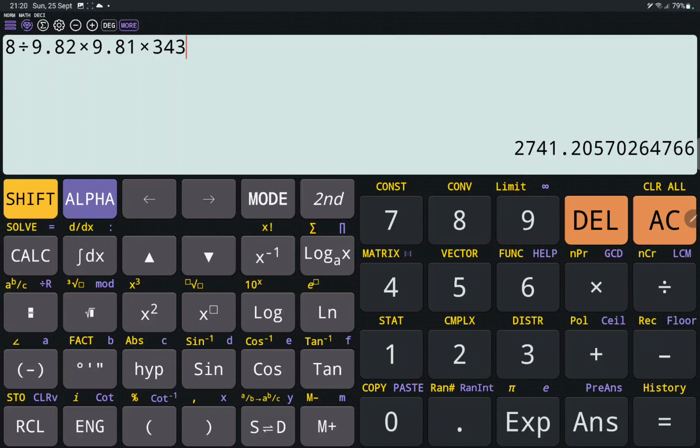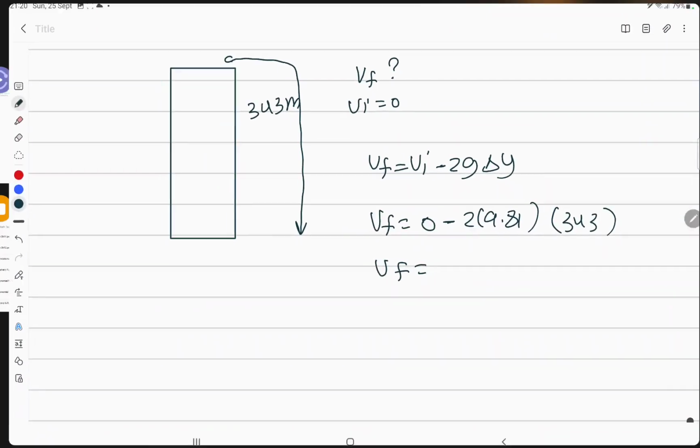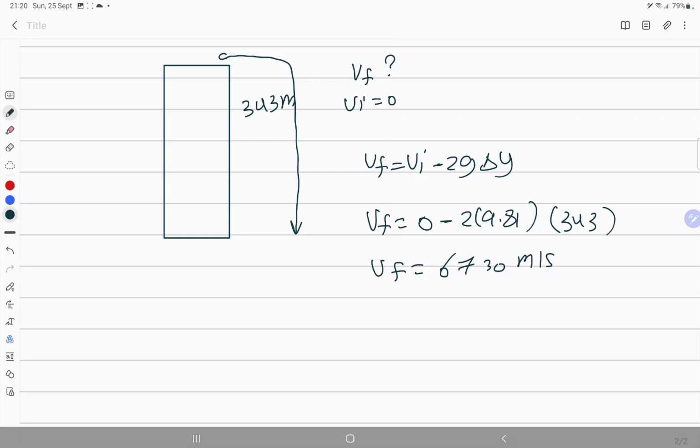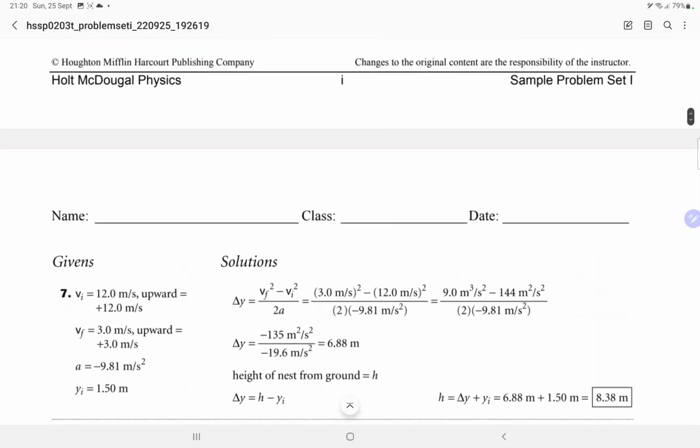Wow, are you sure about that? No, just hold on. This is going to be 2 times 9.81 times 343 again, 6,729. Okay, let's check. If it's logical, 6,729 is approximately 30 meters per second. Are you serious? Okay, 2 times 343. Yes, let's check our answers to see if it's accepted or not.